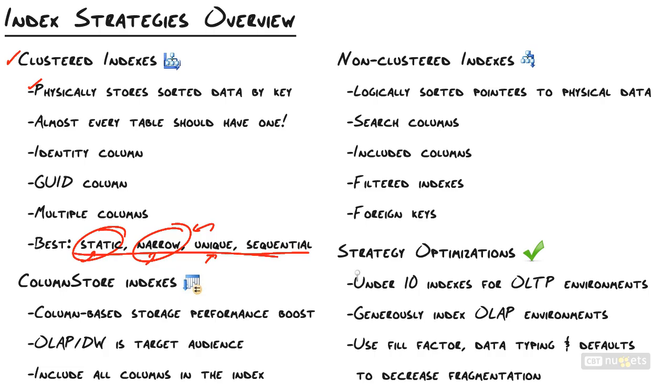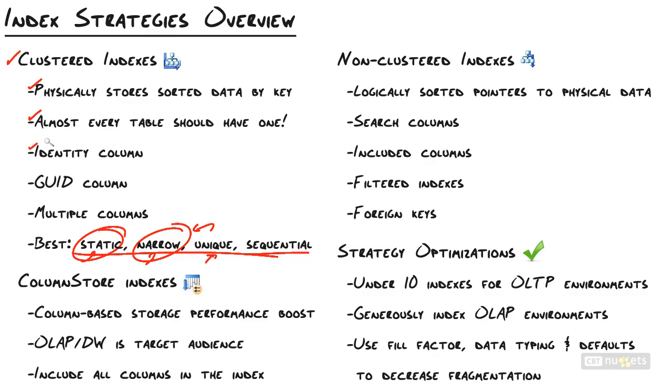Whenever you choose your clustered index key, just ask yourself these 4 questions. Is it static? Is it narrow? Is it unique? And is it sequential? Then you have chosen the key for your clustered index wisely. Just a few other things to note about clustered indexes. As we mentioned, almost every table should have one, except in those rare cases where a heap is okay.